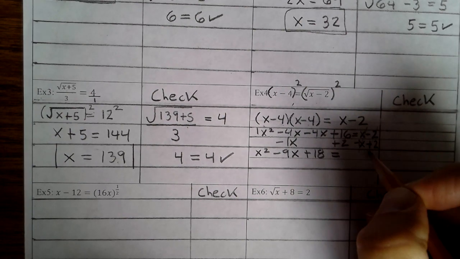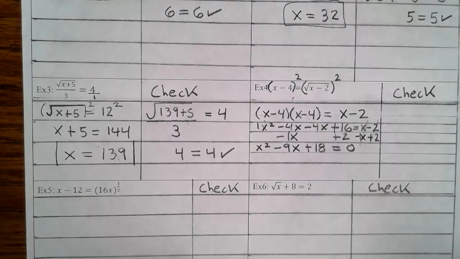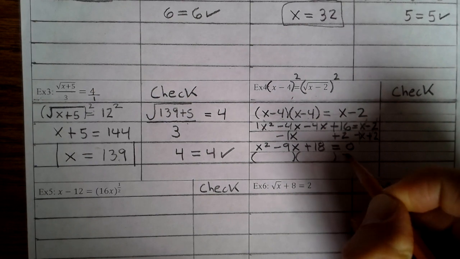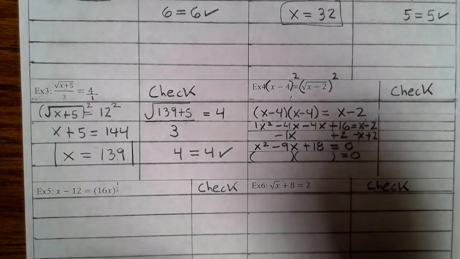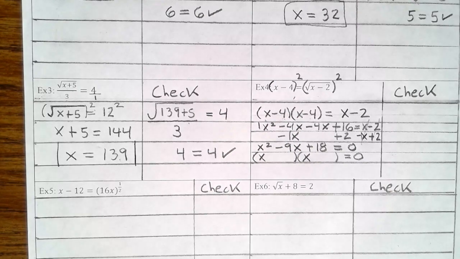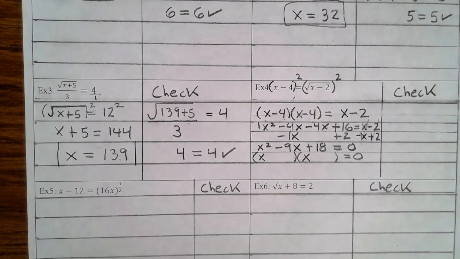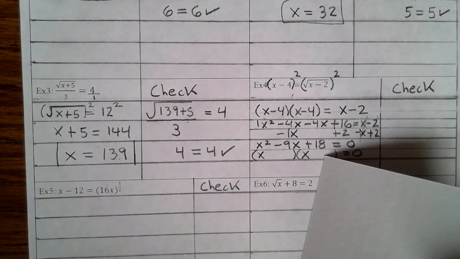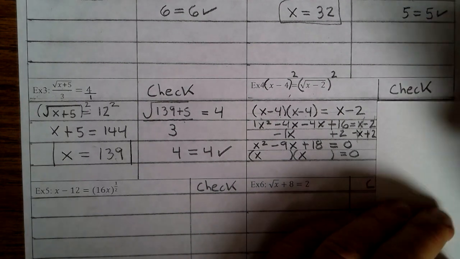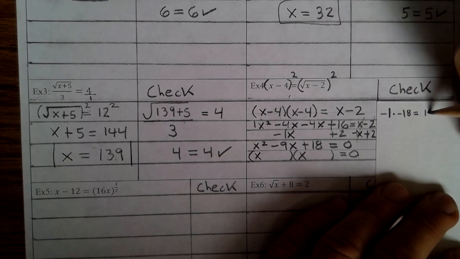We know 2 parentheses. We know x and x makes x squared. Now, we need to find all the combinations that multiply to give you positive 18 and combine to be negative 9. So we know that negative 1 times negative 18 is positive 18. Negative 1 minus 18 is negative 19. That doesn't work. Okay?